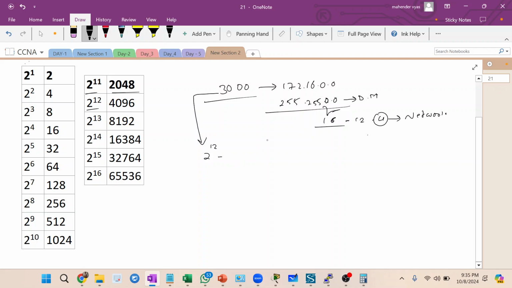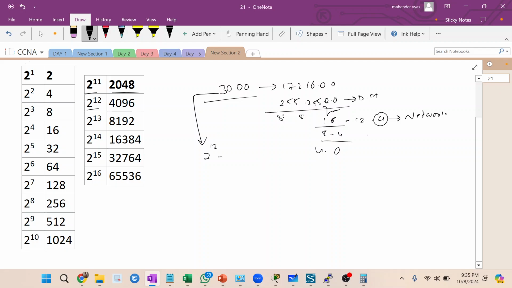Correct? So how many network bits do I have? Here it was 8. Here it was 8 minus 4. 4 I need to subtract. So what will I have here? 4. Here I have 8 bits for a host. Sorry, 0 bits for a network now.